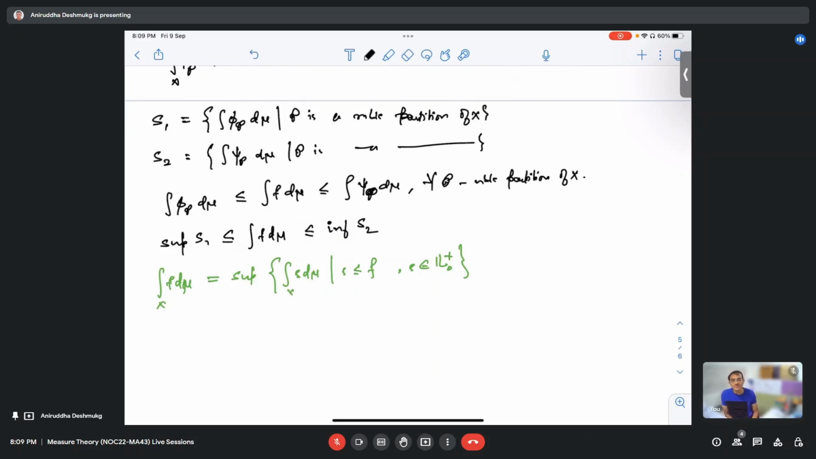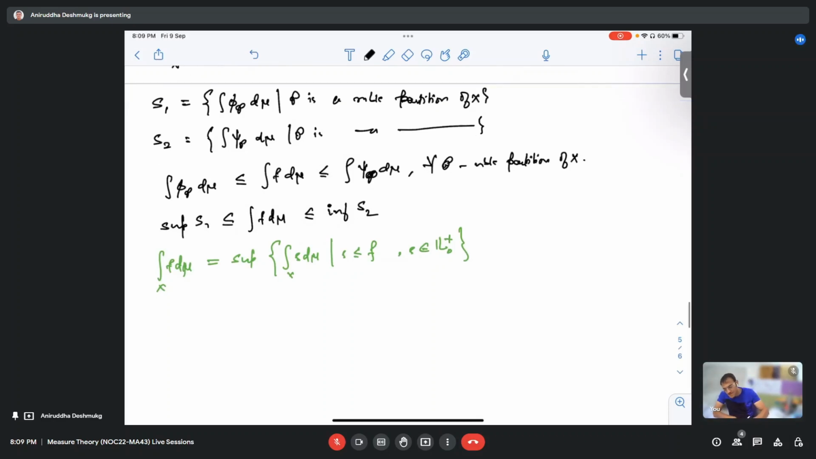So the integral of f dμ is the supremum of the integrals of the simple functions s which are less than or equal to f. What does this mean? It means that for every positive epsilon, there is a simple non-negative measurable function s less than or equal to f, and the integral of s dμ is strictly greater than the integral of f dμ minus epsilon, because this is the supremum and something smaller than it will no longer be an upper bound.